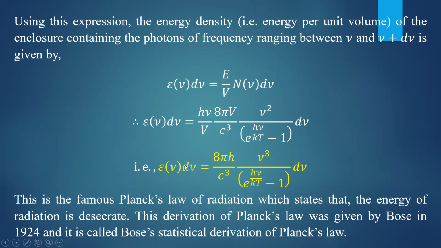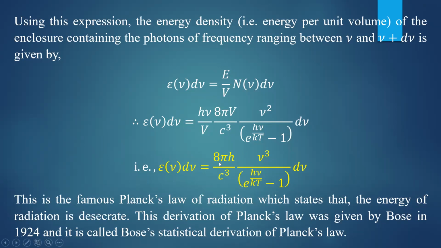So this gives you the variation of energy density with respect to the frequency of radiation. Initially, for lower frequency, this energy density is directly proportional to the cube of the frequency, and for higher frequencies, this decreases exponentially. So that is what Planck's law of radiation says, and it explains the black body radiation spectrum.